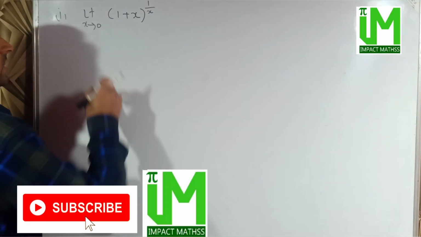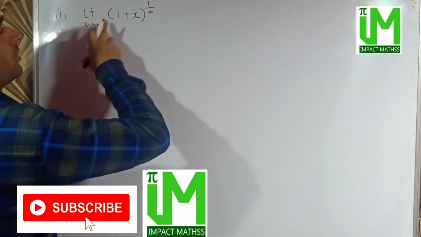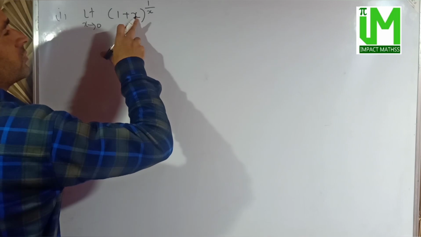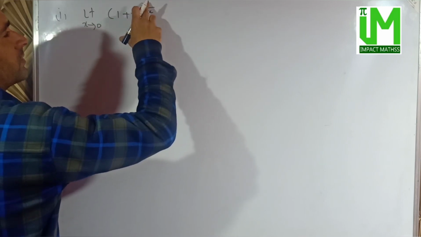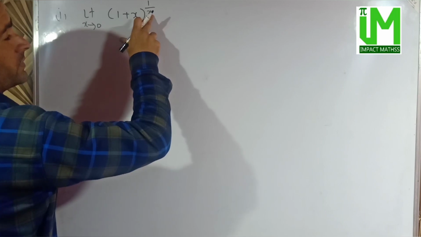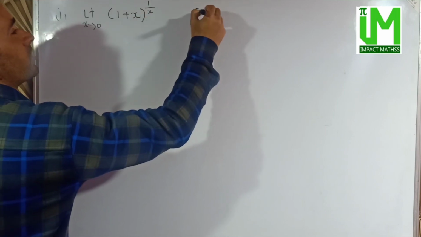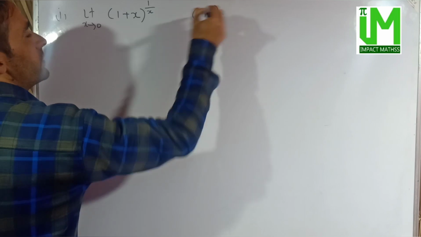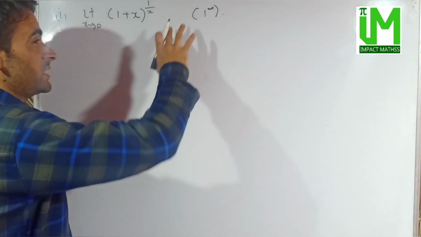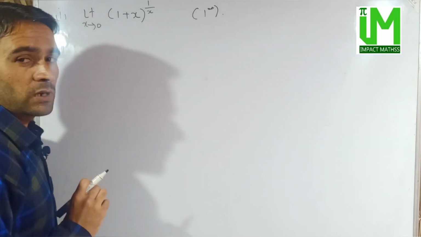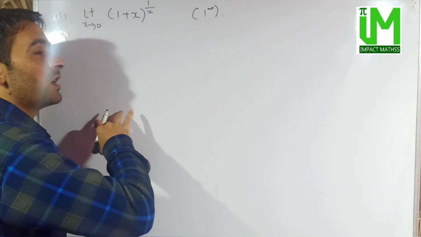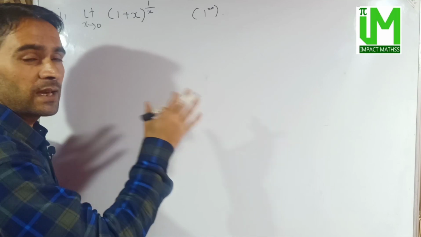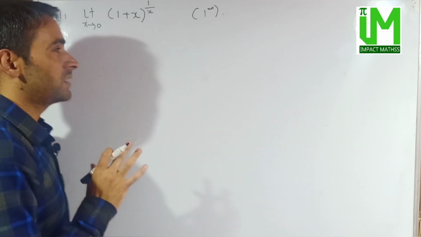So first we will check when x approaches 0, this will be 1 plus 0 raised to 1 by x. Since x is approaching 0, this will be 1 by 0, which will be infinity. So this is an indeterminate form of the type 1 raised to power infinity, which means to solve the 1 raised to power infinity type, we'll be taking log on both sides, and another approach is taking e as the base, which we can apply.